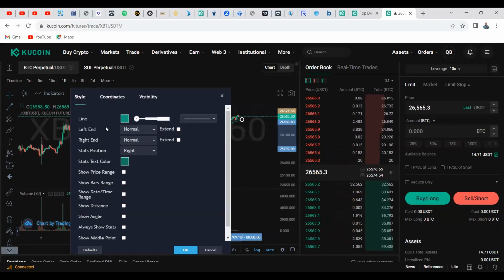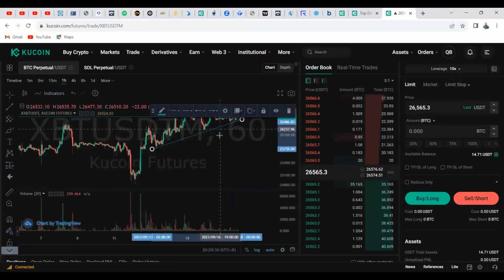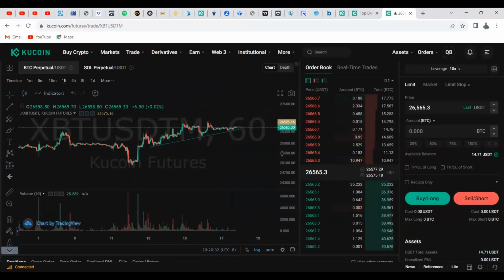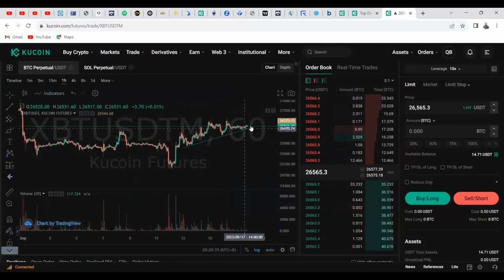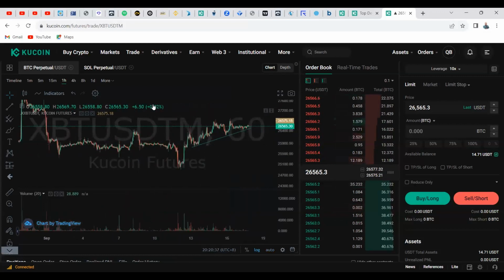You can change a lot of things. You can extend it to the left, you can extend it to your right, you can show distance, show angle, which is exactly what the normal TradingView app does. What I love to do is use TradingView: I go onto TradingView, search or analyze on TradingView, and then come back to KuCoin.